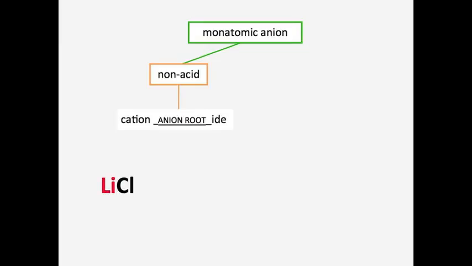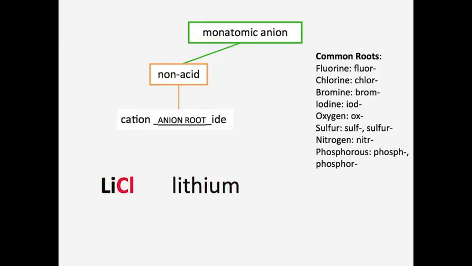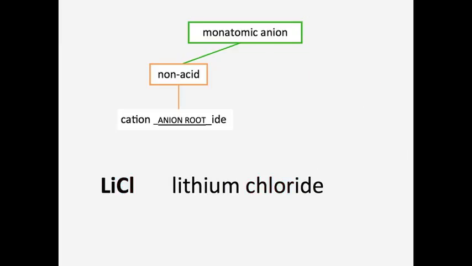We begin by writing the name of the cation, lithium. Next, we name the anion. Take the root of the anion, chlorine's root is chlor, attach "-ide" to this root and you get chloride. So this compound is named lithium chloride.